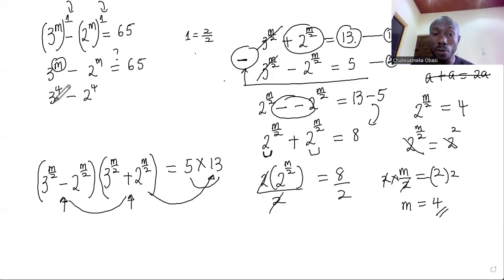So what is 3 to the power 4? That is 3 times 3 times 3 times 3. 3 times 3 is 9. 9 times 3 is 27. 27 times 3 is 81. So we have 81. And 2 to the power 4 is 2 times 2 times 2 times 2, which will give us 16. So 81 minus 16, of course, gives us 65. So that is the solution to this given problem.